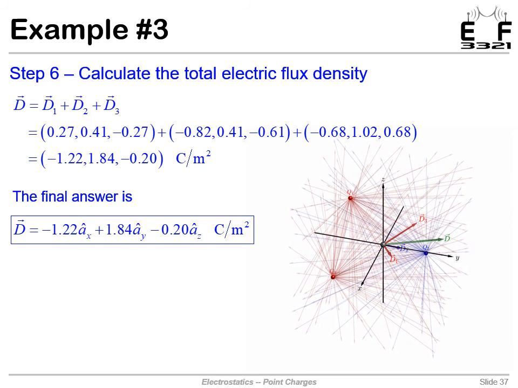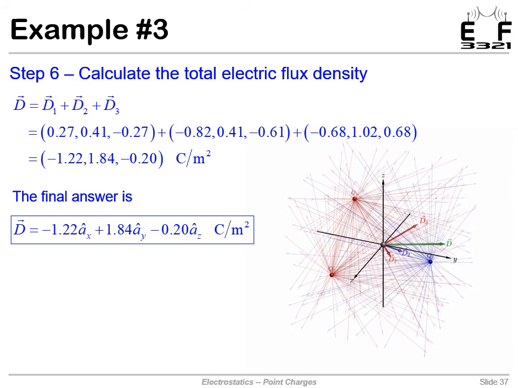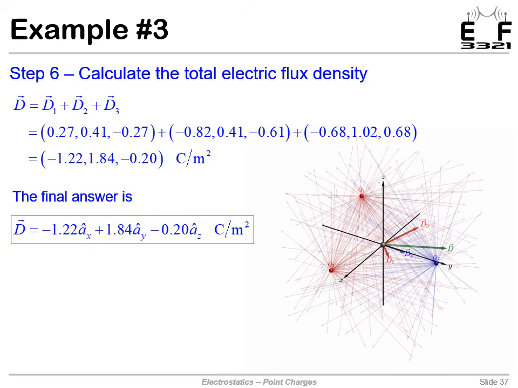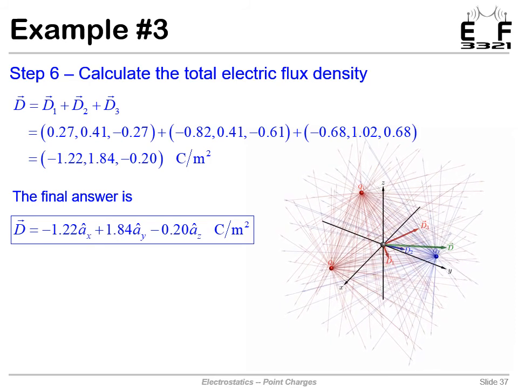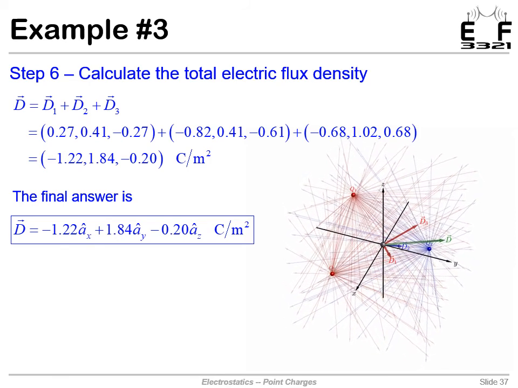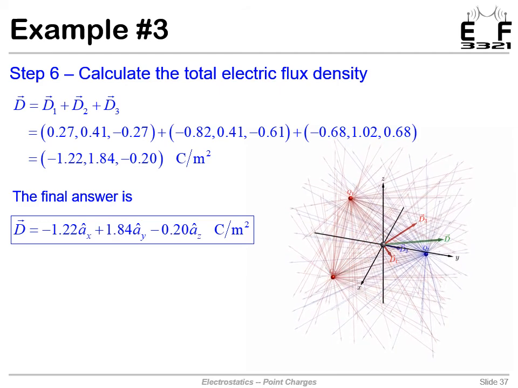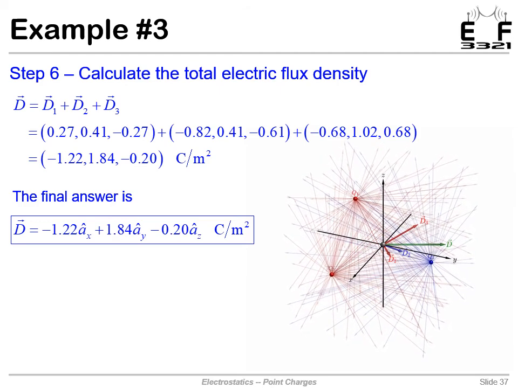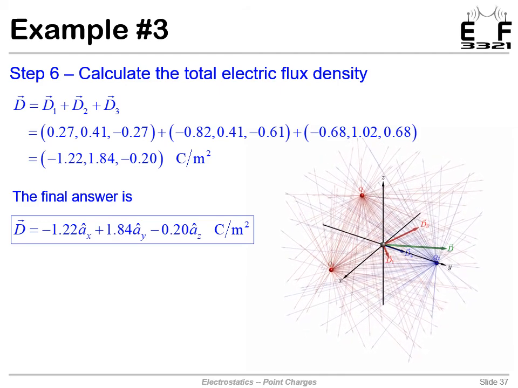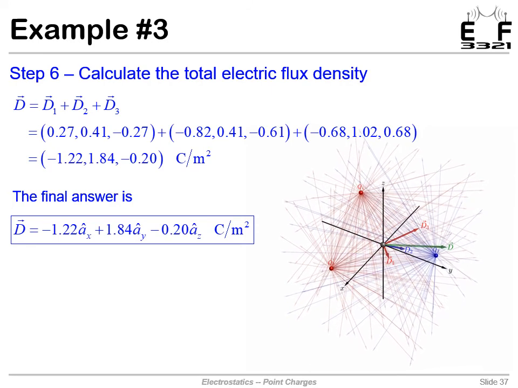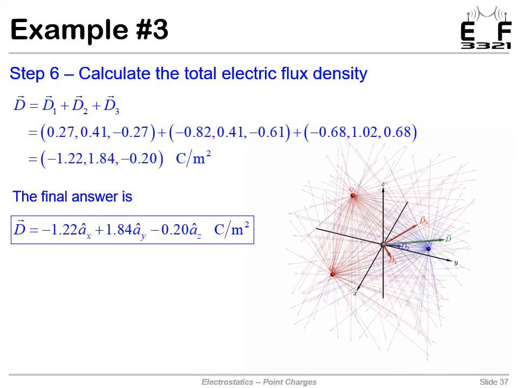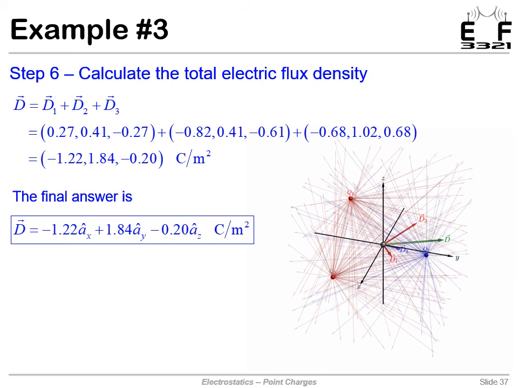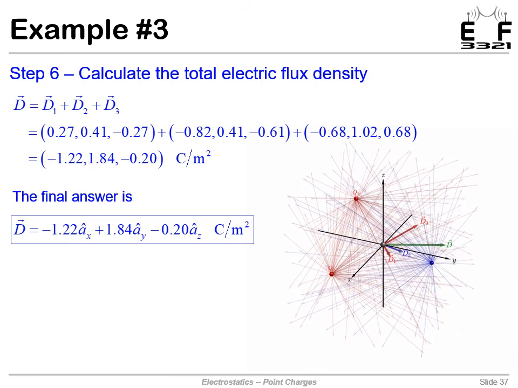Now, had I asked for the electric field intensity, we would have done everything right up to this point. I would just now divide this by the permittivity to get the electric field intensity. So that's how we do multiple point charges. It's just an exercise where we do a single point charge for each of our point charges and add up all of the answers.